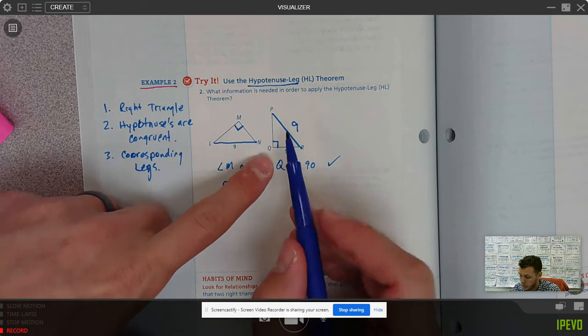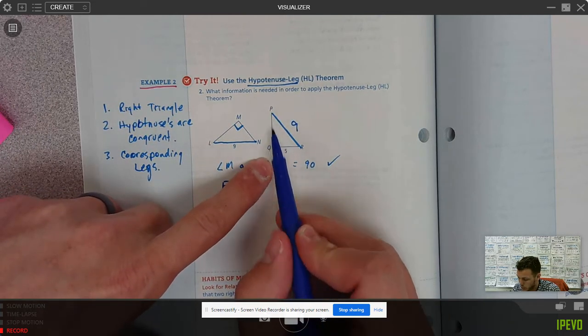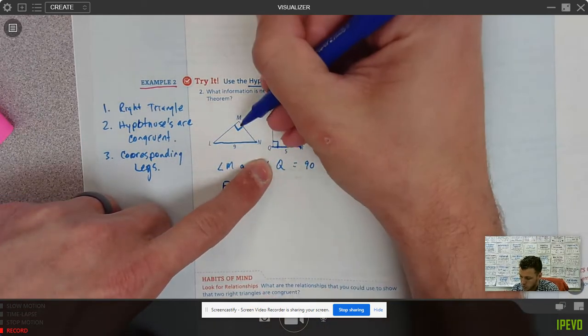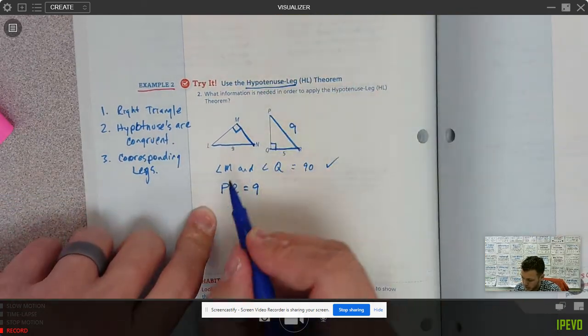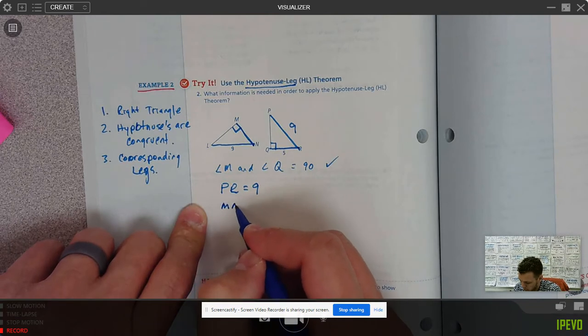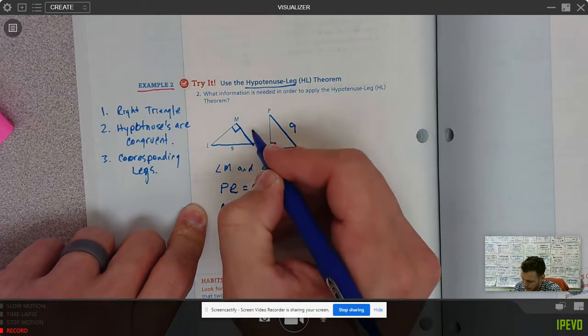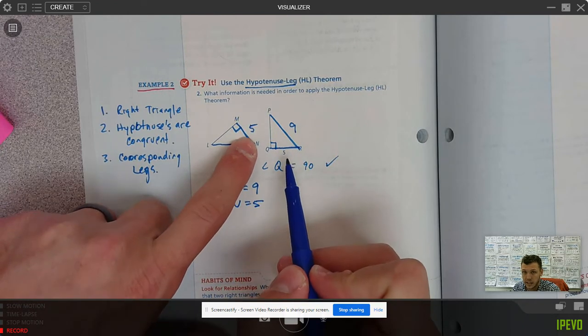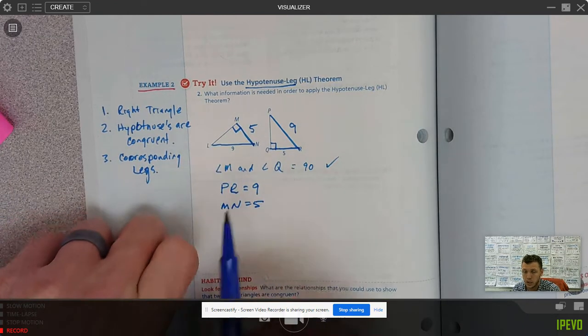So if you look here in this triangle PQR, we have the short side is 5. So in this triangle, our short side also has to be 5. So MN has to equal 5. So now, because the hypotenuses are congruent and a leg is congruent in a triangle, we can say the entire triangle is congruent.